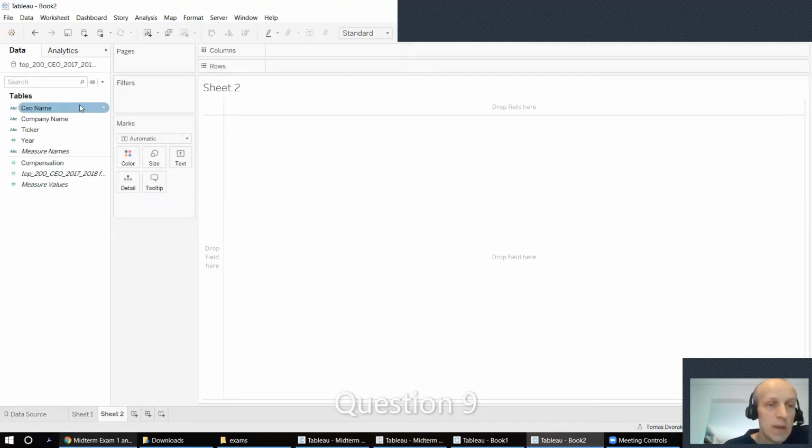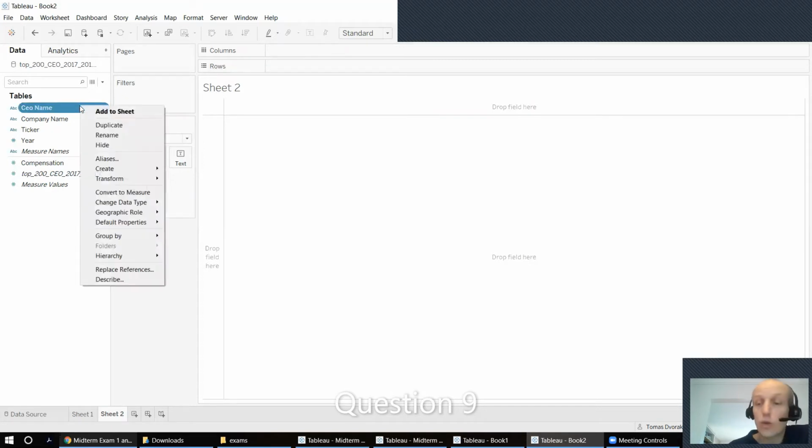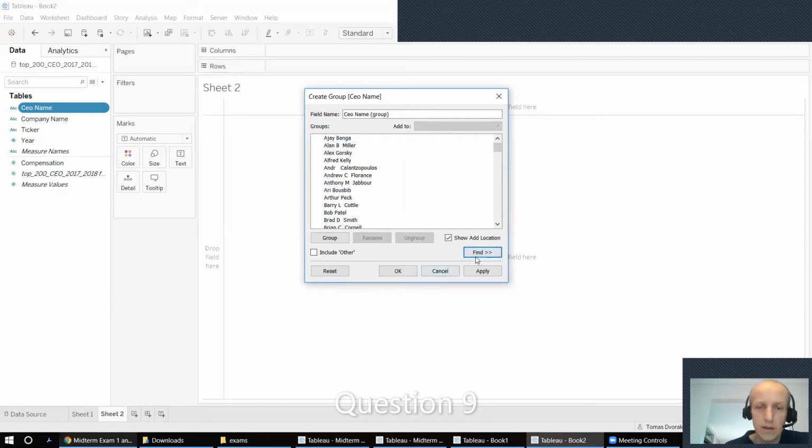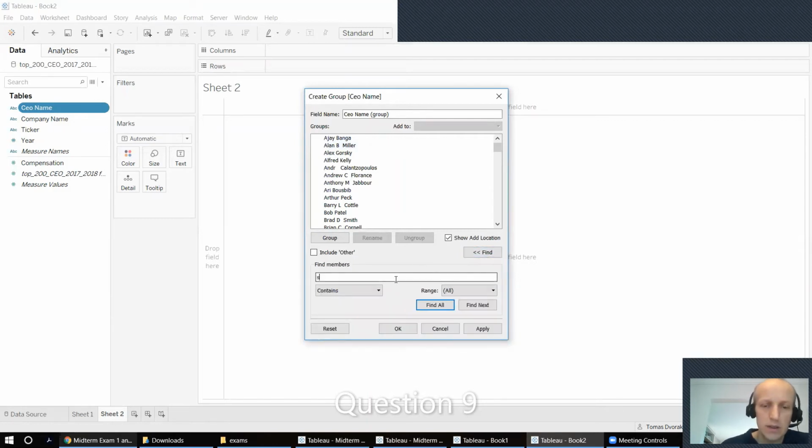A group dimension that groups the CEO names into males and females. So we have a create group, and how many females do we have? We have Jill Soltau. So let's actually find Soltau. All right, and there she is. So let's highlight her. Let's put her in female. Excellent. So right now she's the only member of that female group.